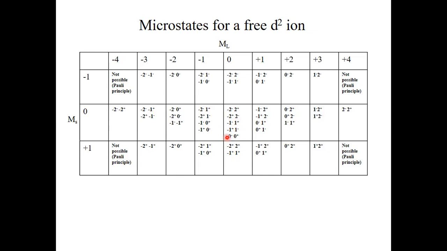So last but not least, we can have the combination that both electrons are in the orbital associated with ML equal to 0. That would actually be the dz square orbital. Then it is required that one electron is spin down and the other electron is spin up. Okay, so we do not need to go systematically through all the many microstates that are possible. I'm just illustrating a few so that you understand the concept.